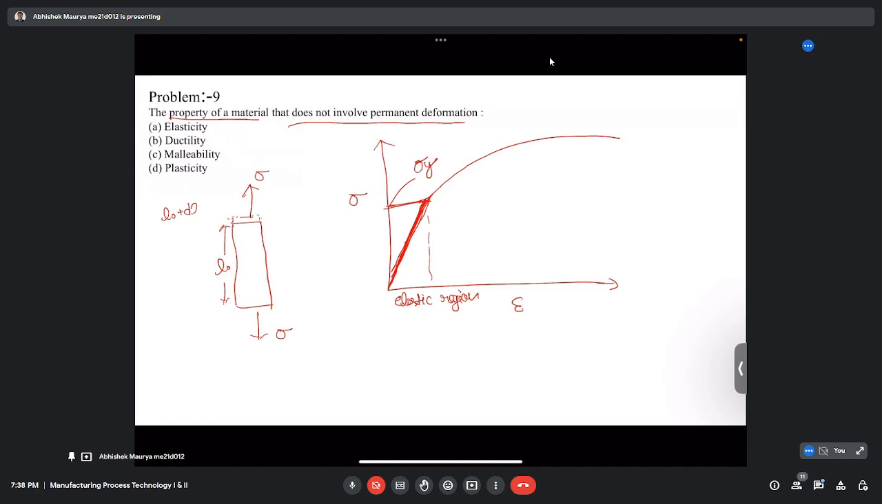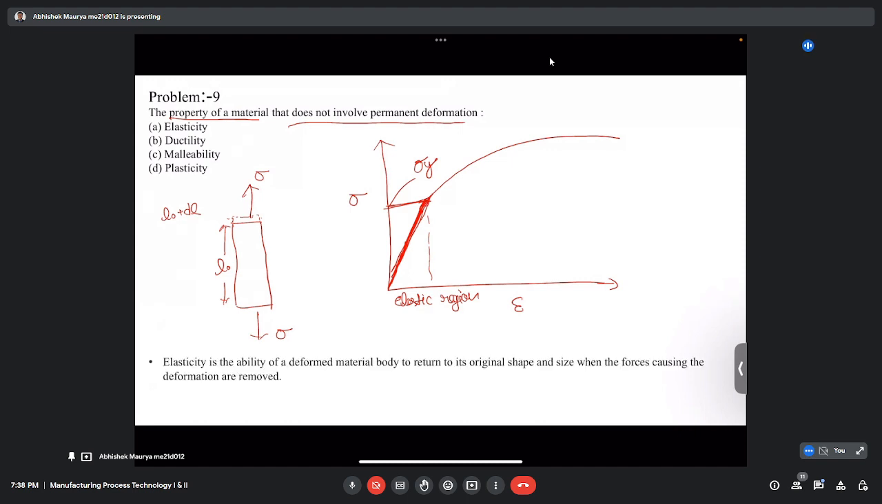So that is called the elastic region, and this property of the material, by virtue of which it regains its original shape for smaller values of the load, is called elasticity. So elasticity, this is the definition. This is the same as what I have told.